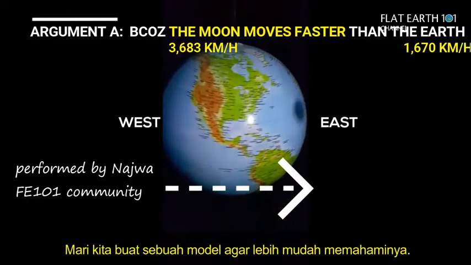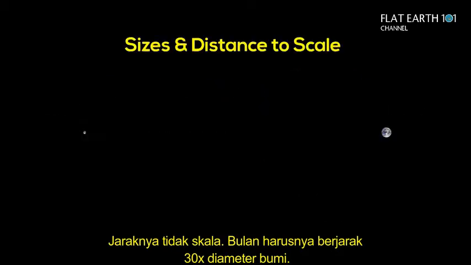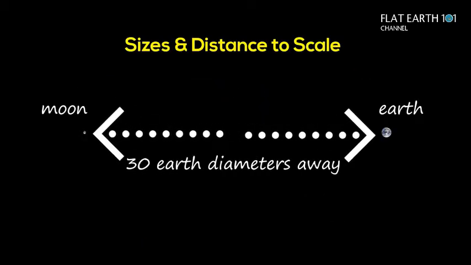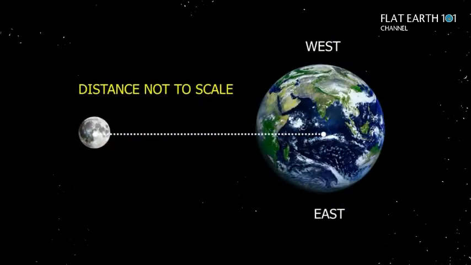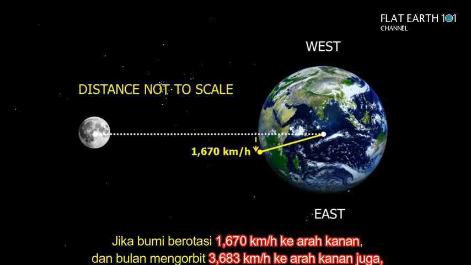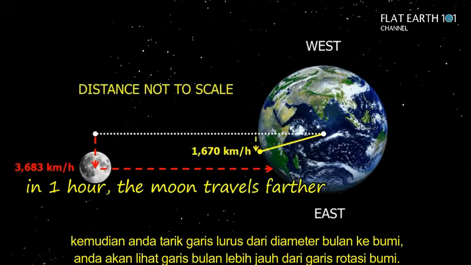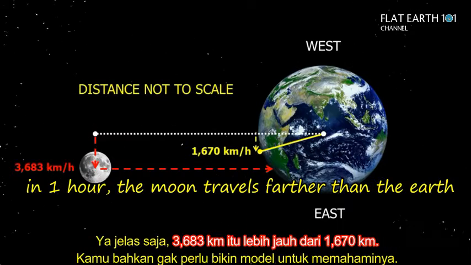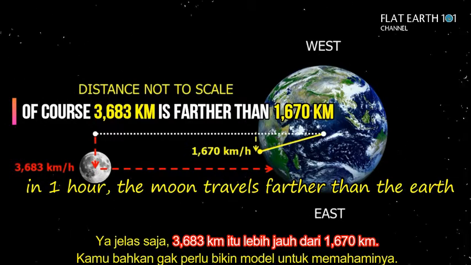Let's make a model to make it easier to understand. The distance is not to scale. The moon should be 30 Earth diameters away. If the Earth rotates 1,670 kilometers in 1 hour to your right, and the moon orbits 3,683 kilometers to your right too, then you draw a straight line from the moon's diameter to the Earth. You will see the moon's line is farther than the Earth's line. But of course, 3,683 kilometers is farther than 1,670 kilometers.